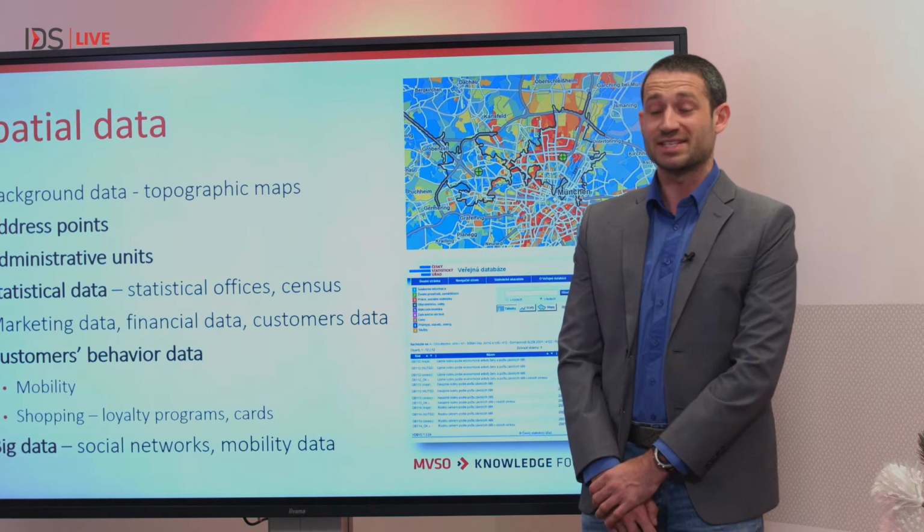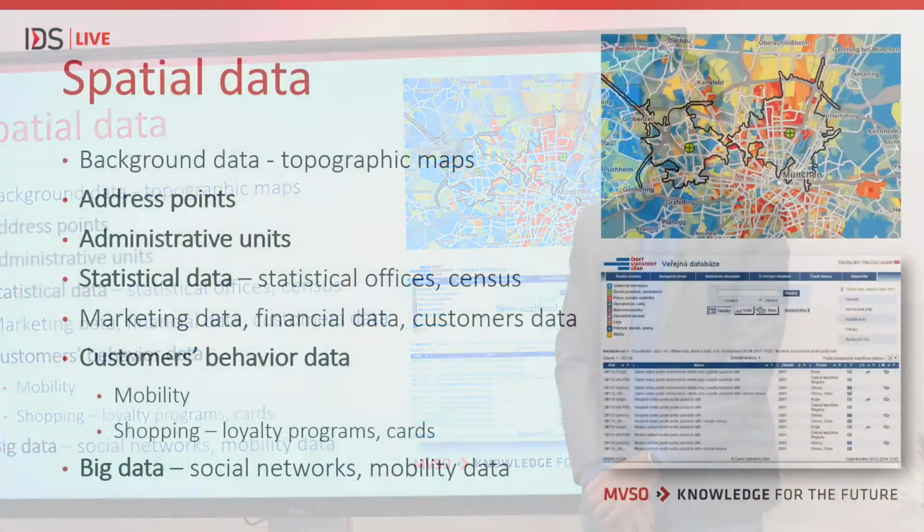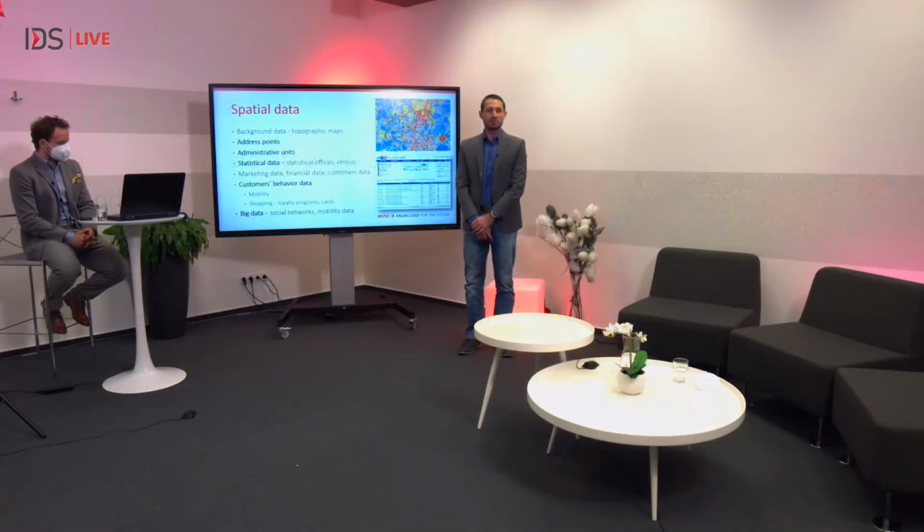So what data are used in geomarketing? First of all, it's background data or reference data, mostly topographic maps that help us to orient in the space. The second data set are address points. For geomarketing purposes, we need to know where our customers are. We need to know where people live. So this is the very crucial part.